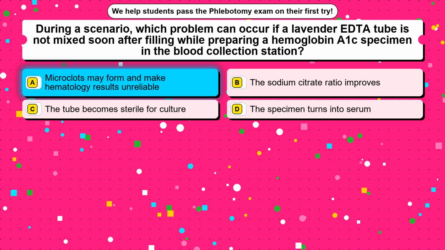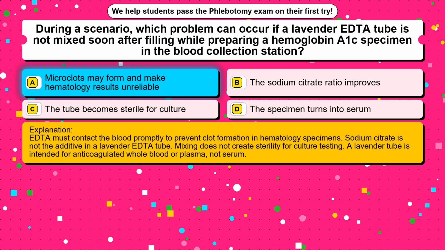The correct answer is option A. Microclots may form and make hematology results unreliable. EDTA must contact the blood promptly to prevent clot formation in hematology specimens. Sodium citrate is not the additive in a lavender EDTA tube. Mixing does not create sterility for culture testing. A lavender tube is intended for anticoagulated whole blood or plasma, not serum.